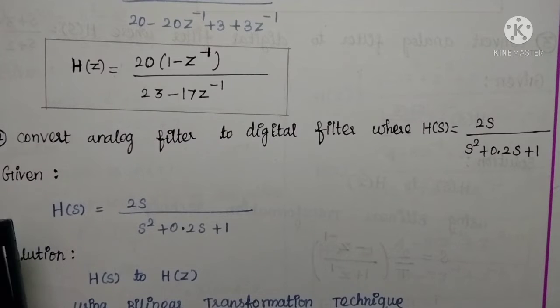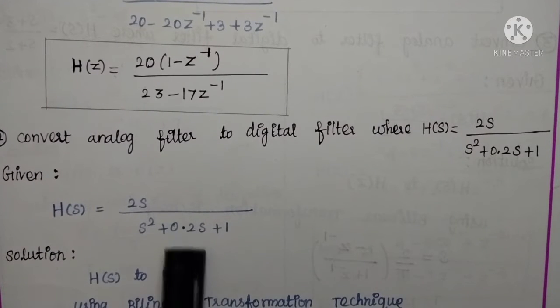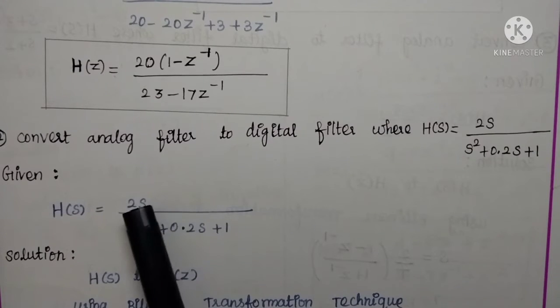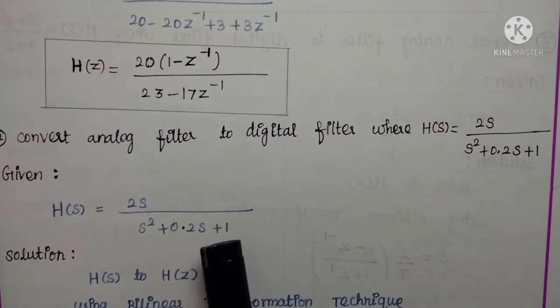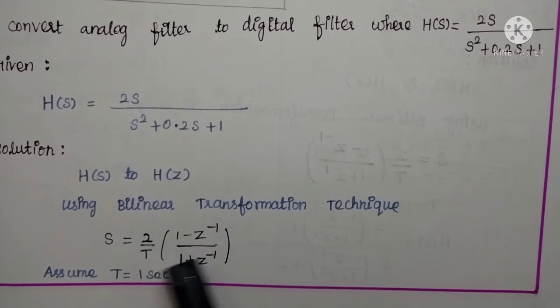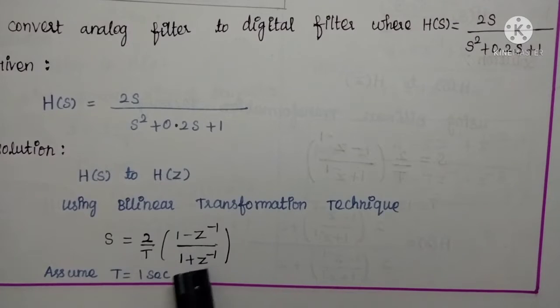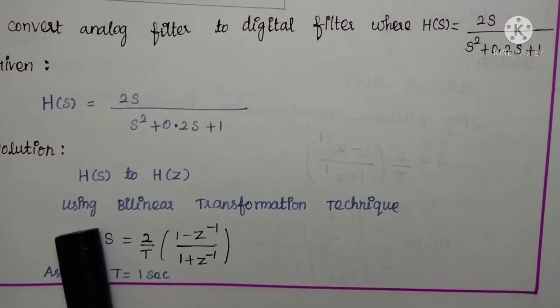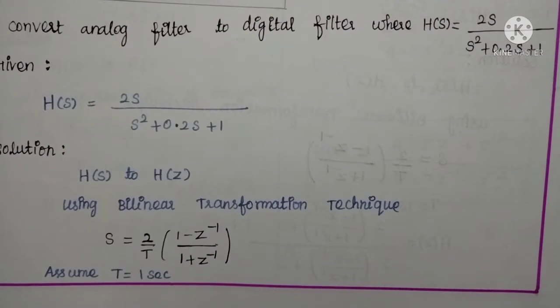So we will write, given H of s is equal to 2s divided by s square plus 0.2s plus 1. Here we have in the numerator 1 s term, and in the denominator we have s square term and s term. So in the place of s we have to substitute s is equal to 2 by T, 1 minus z inverse divided by 1 plus z inverse.